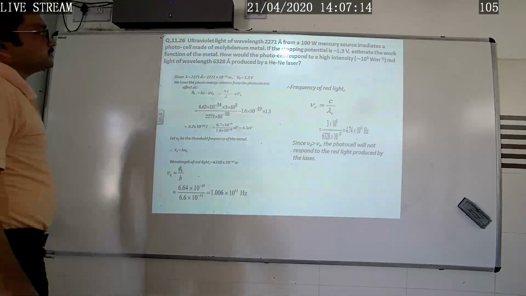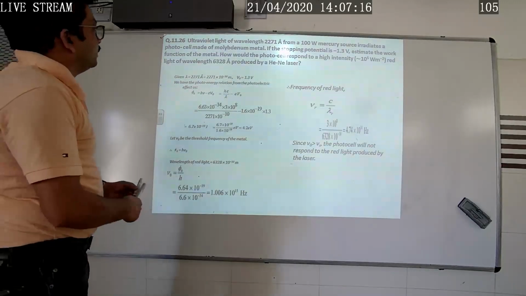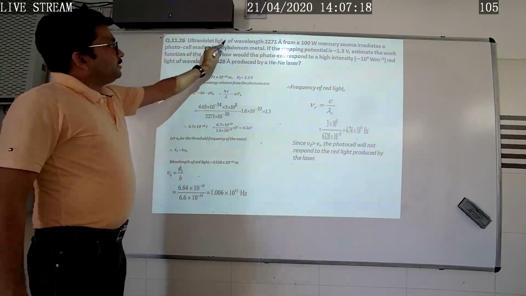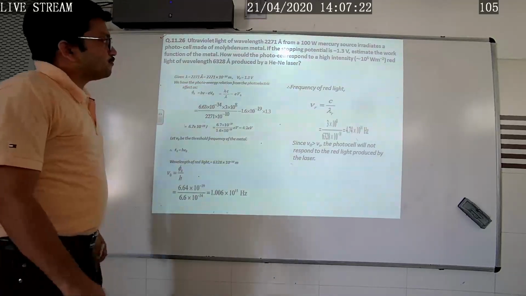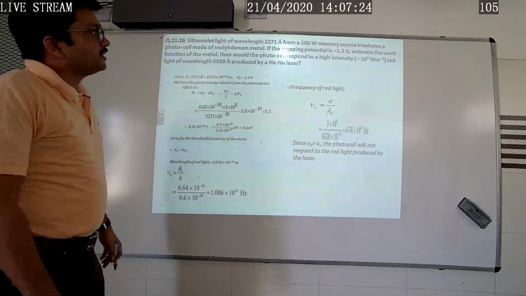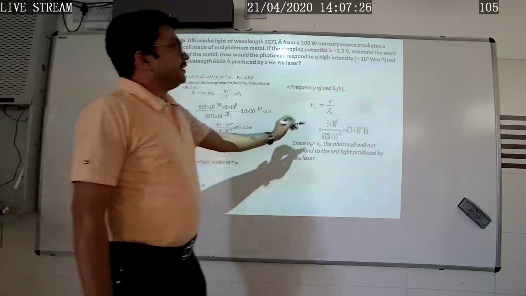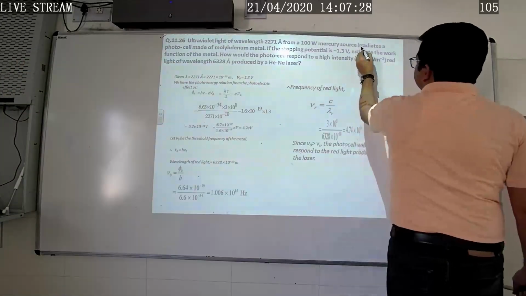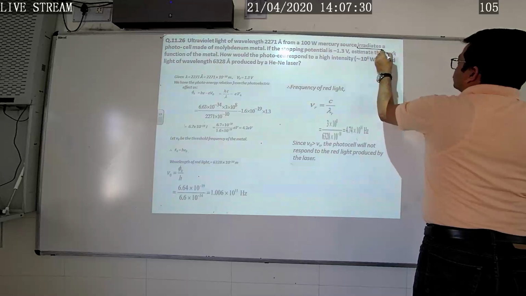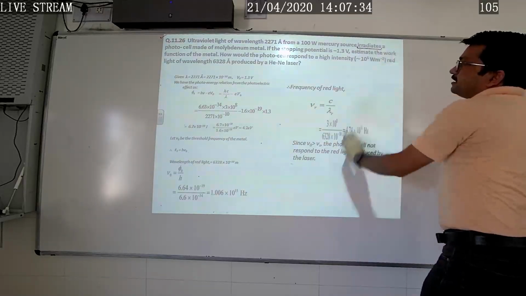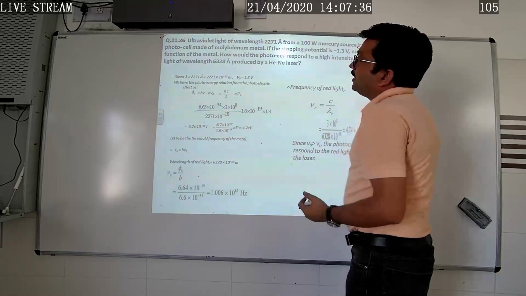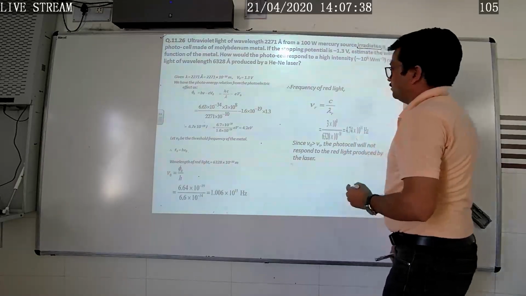Now, in this 26th question, it is saying that ultraviolet light having the wavelength 2271 angstrom from a 100-watt mercury source irradiates. Irradiates means to illuminate. Okay, it irradiates a photocell made of molybdenum metal.